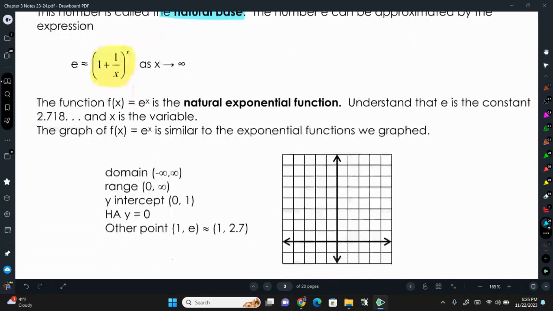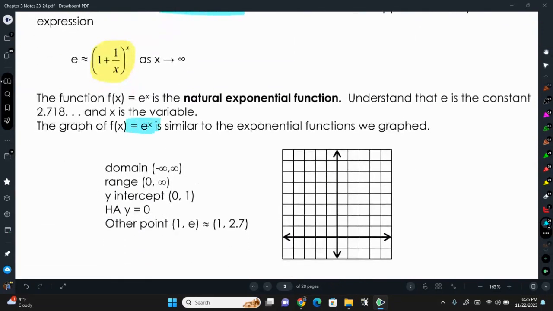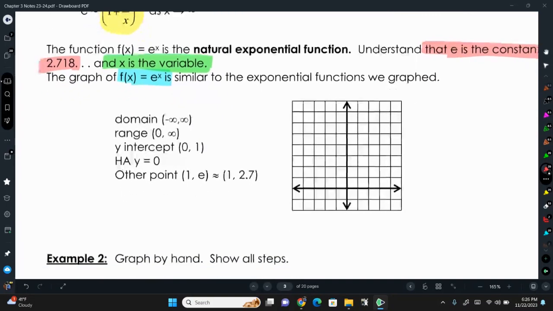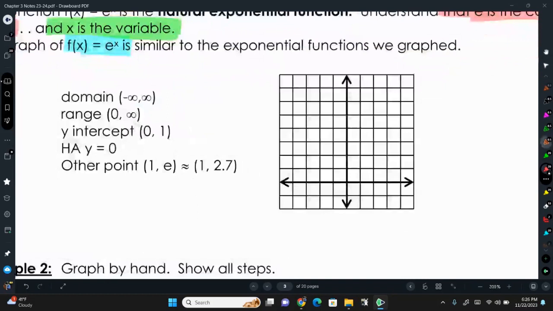When we're talking about the function e to the x, it's important to note that x is still the variable and e is just a number or a constant like pi. Instead of writing out 3.14 and all that stuff, we just substitute it as pi. Now, since this is another exponential function, it has all the same characteristics as the ones we talked about yesterday.